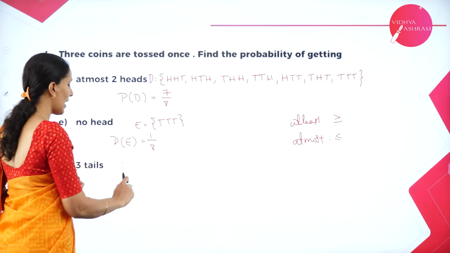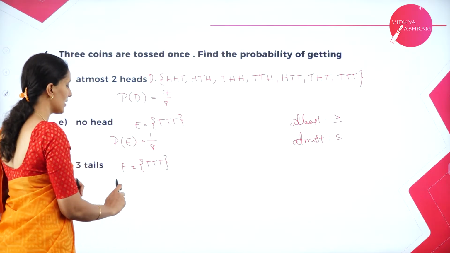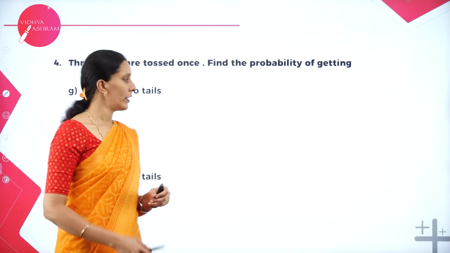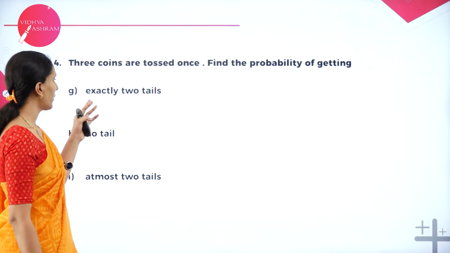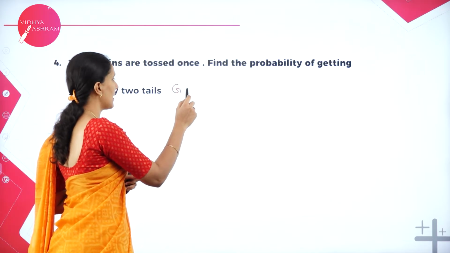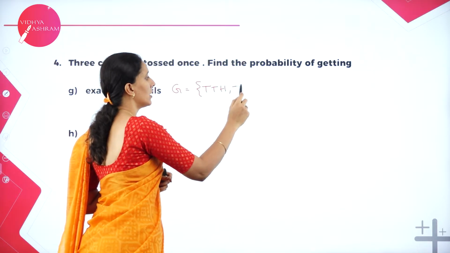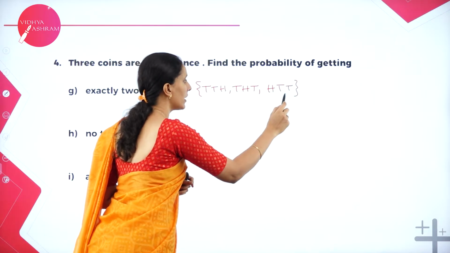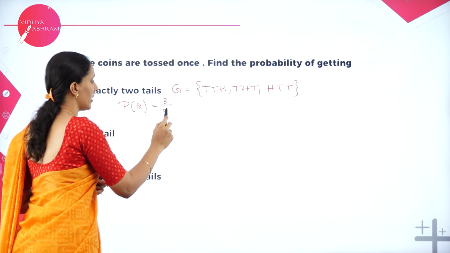So if you take FF as an event, therefore you can take this as probability of F is equal to 1 by 8. Next one we have, 3 coins are tossed for the same question. Find the probability of getting exactly 2 tails. Let me take this as G. Exactly 2 tails means you have TTH, THT, next HTT. So therefore you have 3 outcomes. So therefore the probability of G, you can take it as 3 by 8.